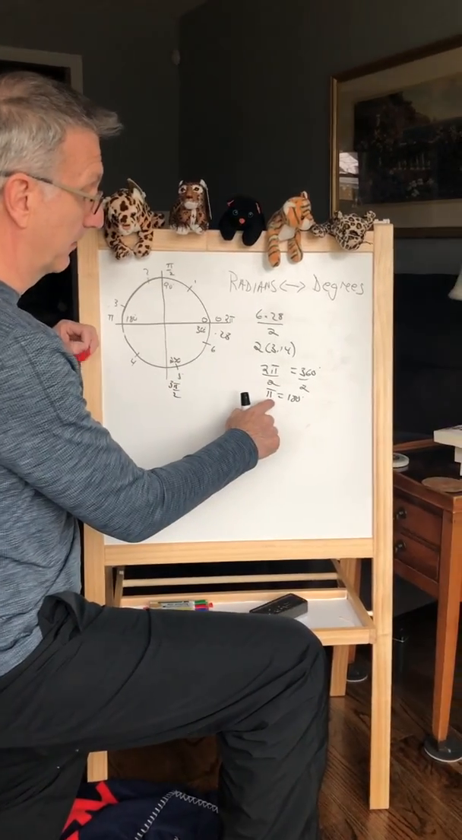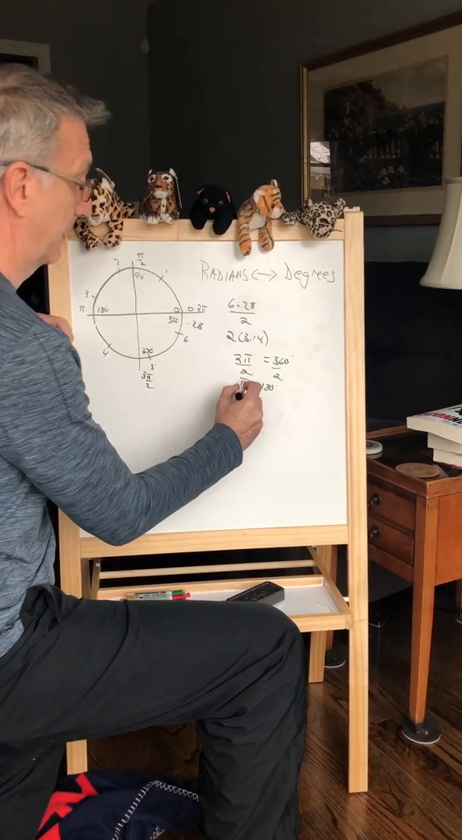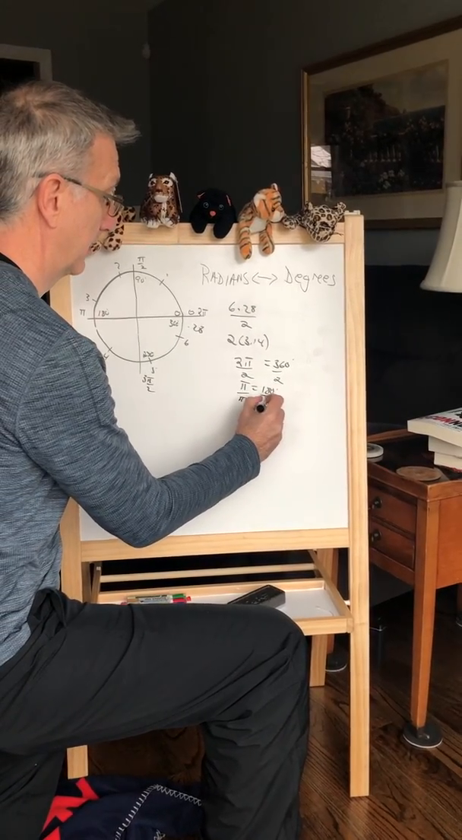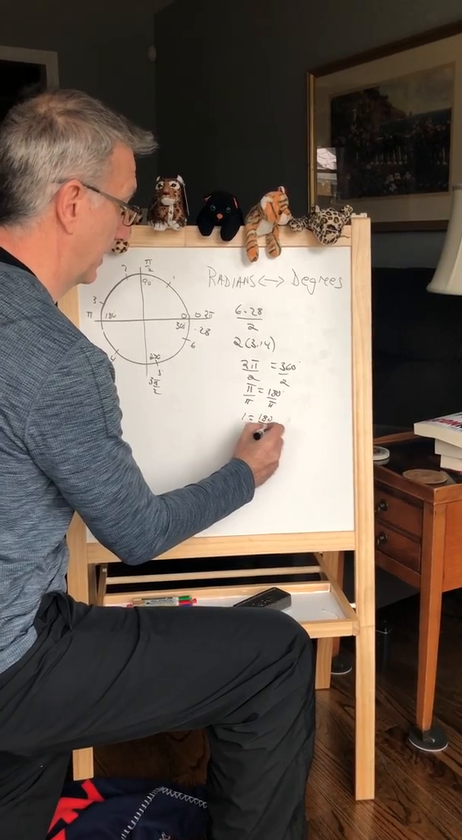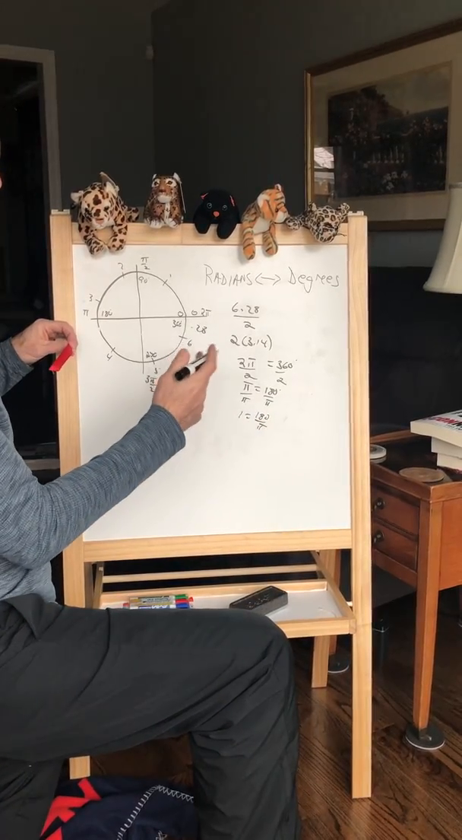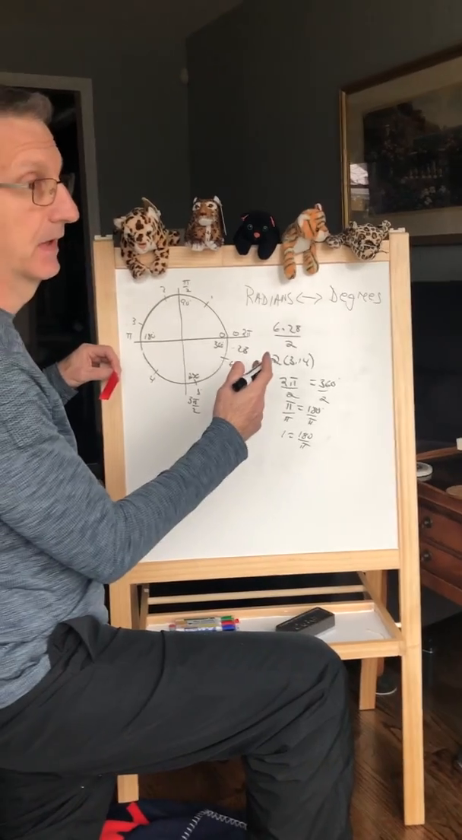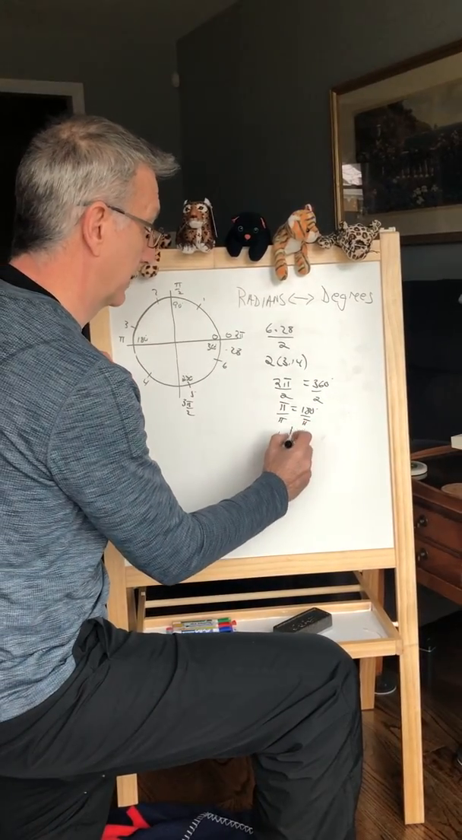All right, so now I could use this to make a conversion here. If I divide by pi, I could say 1 radian is equal to 180 divided by pi. Okay, so if I want to convert a radian to a degree, I could use this as my converter.